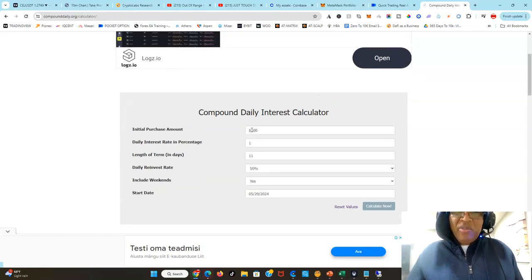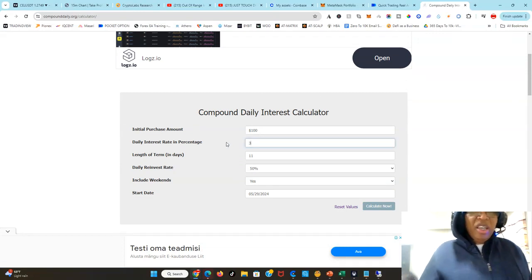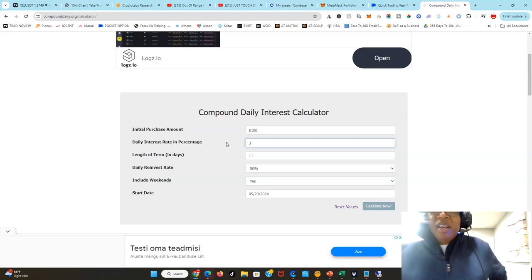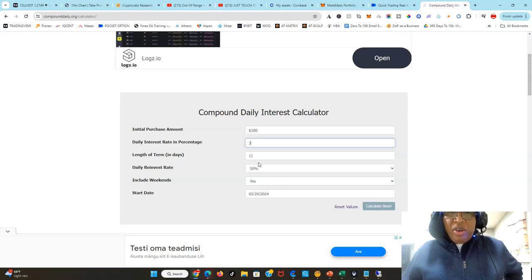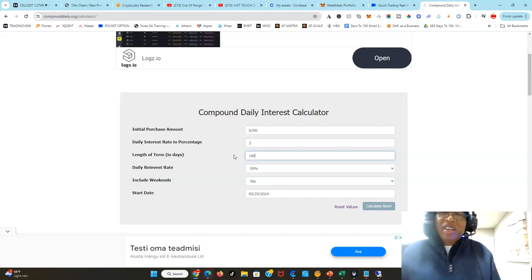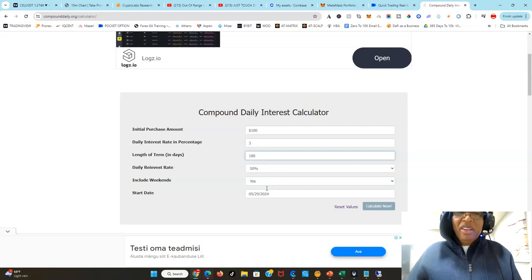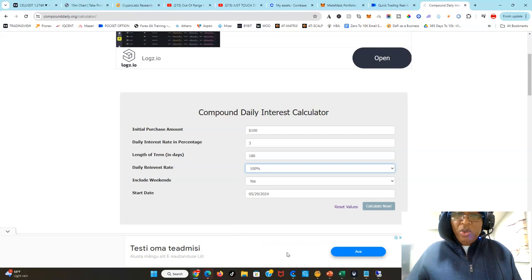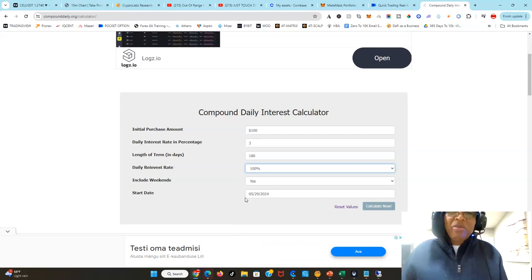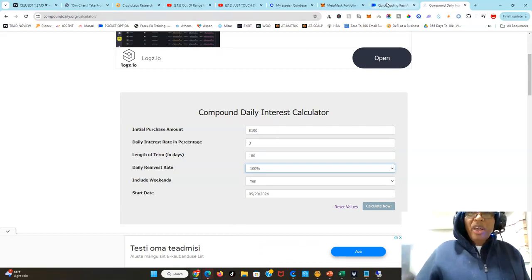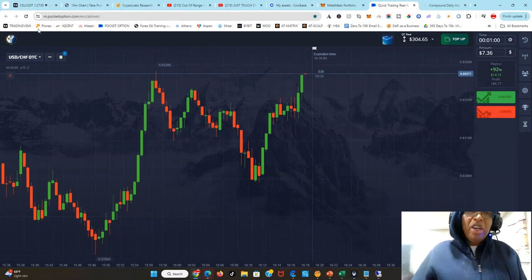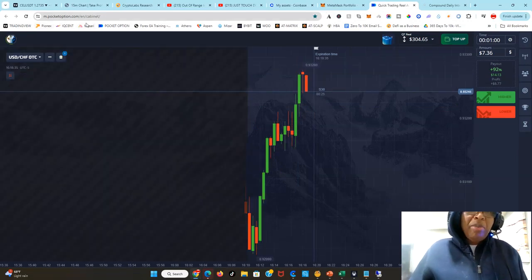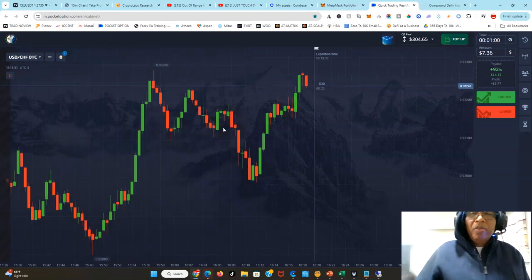My student is starting from $100, and every day she's targeting 3% daily interest. She wants to grow her account by 3%. We're going to put the length of time as 180 days. 6 months times 30 is 180 days. We are investing 100%, so we are not withdrawing anything. Include weekends, yes, because with binary options trading, especially on Pocket Option, the platform we are using is Pocket Option.